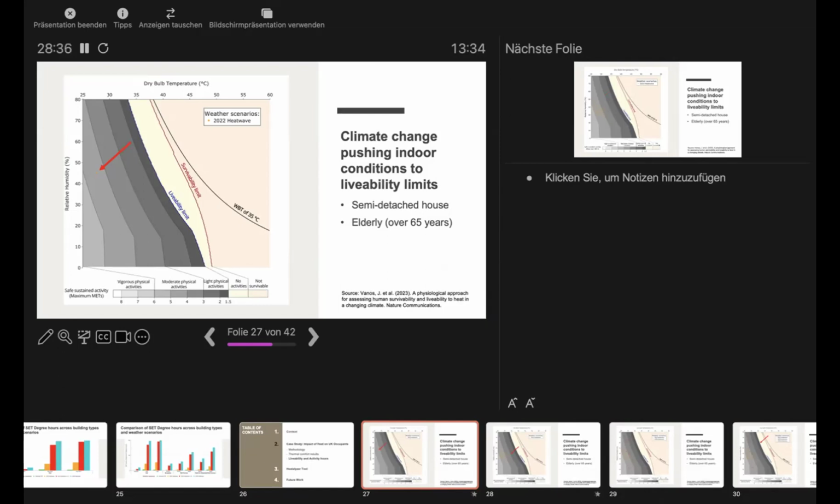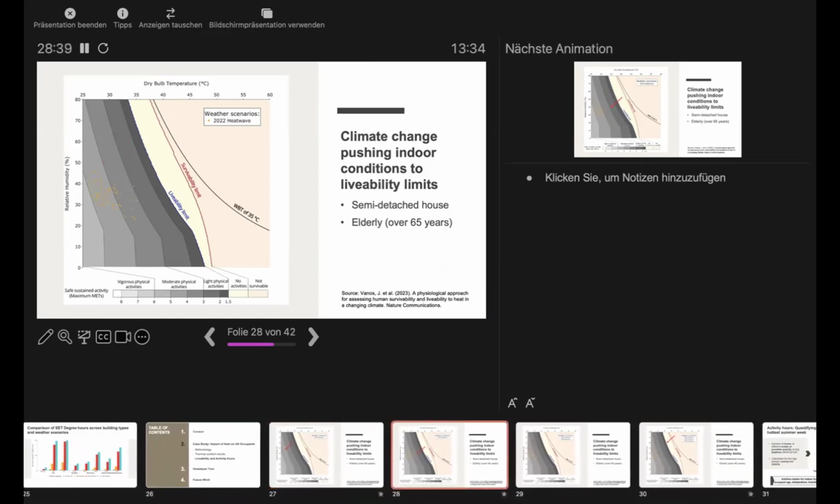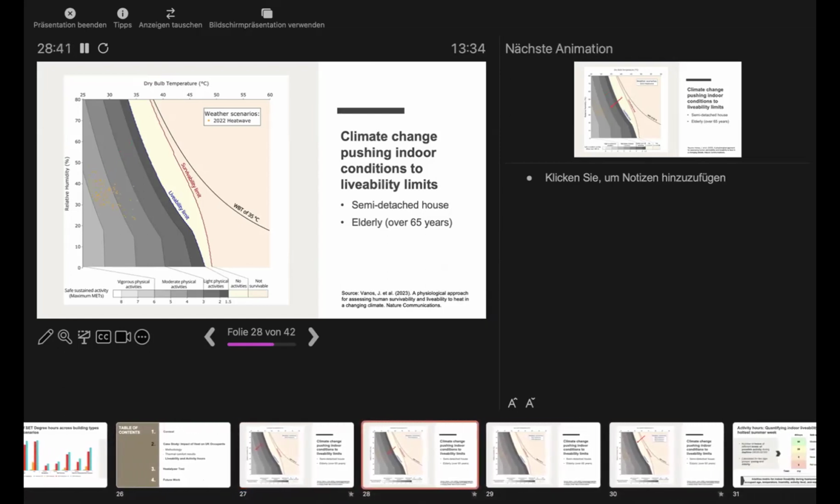We now want to look at all the hours over the hottest week, which should look like this. I should point out that we're looking at daytime hours here. So we only consider 6 a.m. to 10 p.m., because during the night we wouldn't really do anything anyways. And here we can see that at least during 1 hour, elderly would already be restricted to only light physical activities. So they would already have to be a bit careful. But this is, of course, just for a 2022 heat wave in this particular building for elderly.